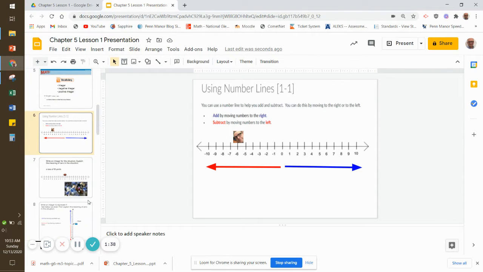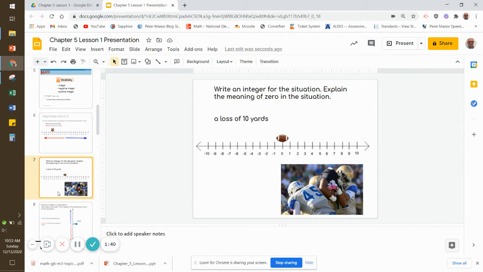Let's take a look at some of the work we did today in class. Write an integer for the situation and explain the meaning of 0 in the situation. Here we have a triumphant Notre Dame team. And according to this, the running back lost 10 yards.